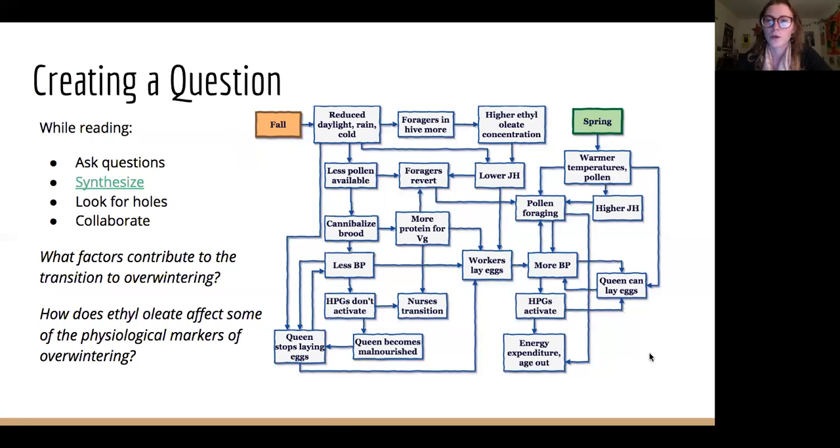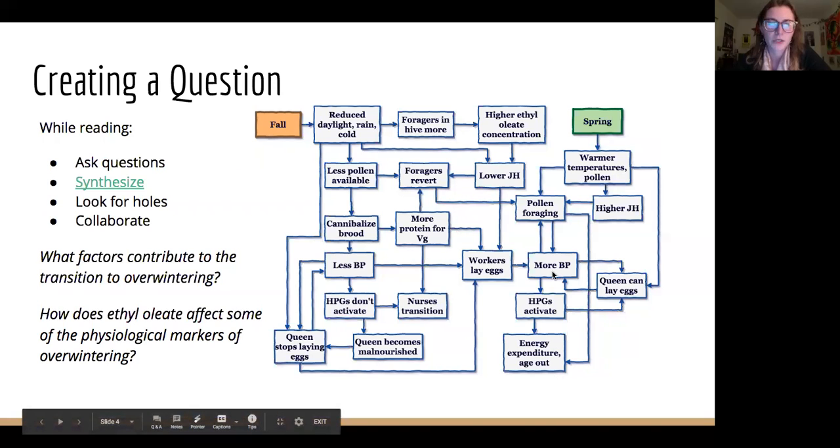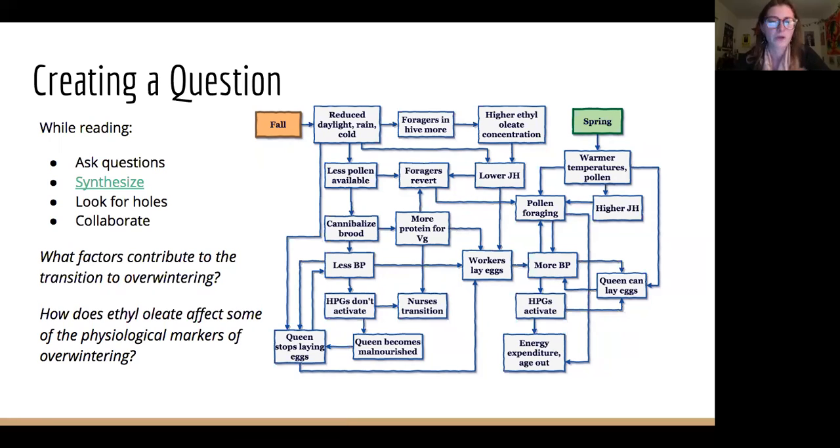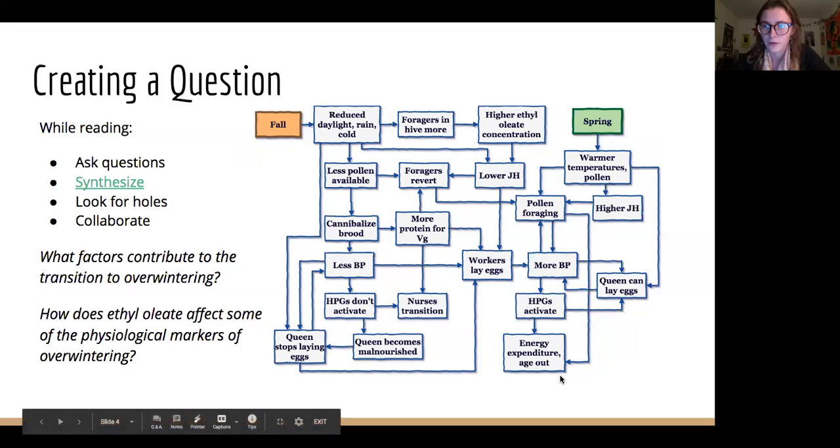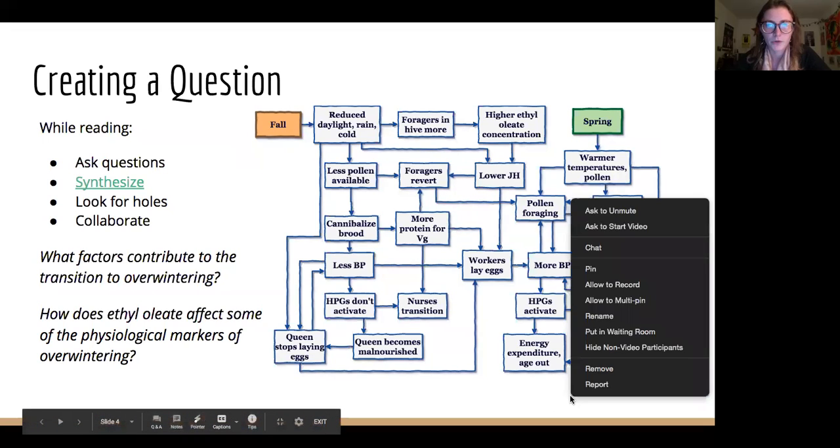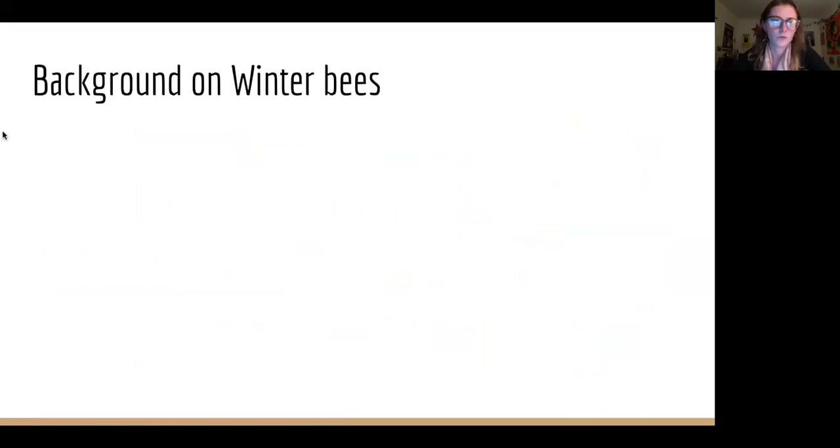And so while you're reading these papers, you should ask questions, synthesize all of the information that you know, and figure out how it all connects. Look for holes in the literature that we haven't answered yet, and talk to other people once you figure this stuff out.